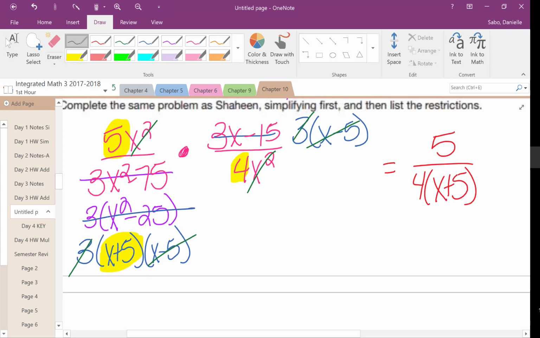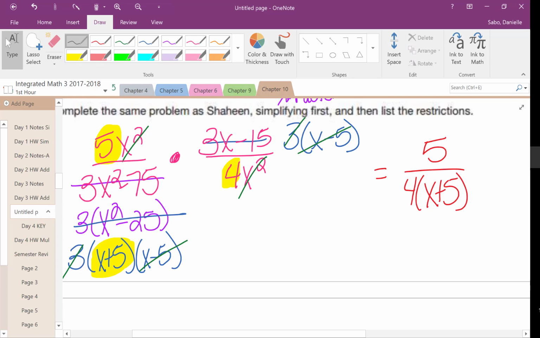Now, don't forget step 2, which is list the restrictions. You have to list the restrictions when you factored everything out. So take it piece by piece. What makes this guy equal to 0? Negative 5, so x cannot be negative 5. What about this one?